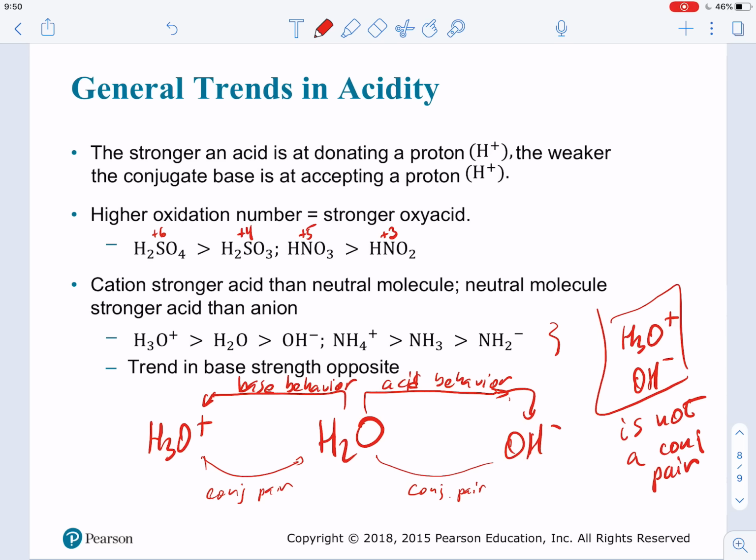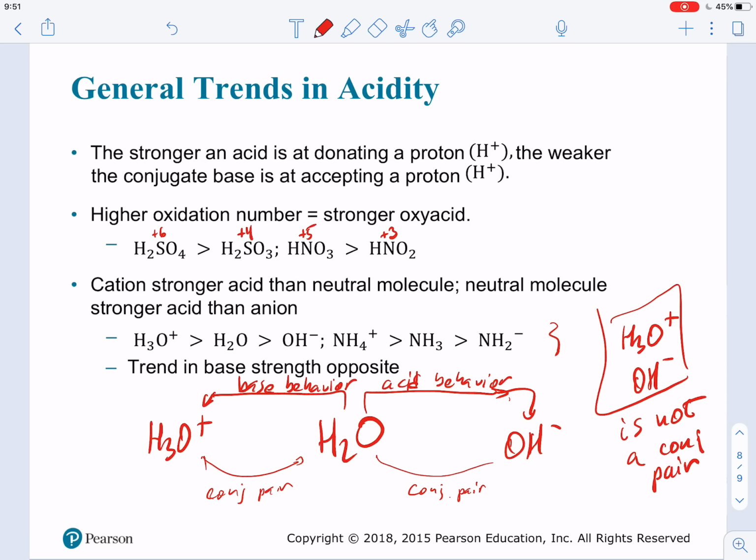Why not? Well, H3O plus has 3 hydrogens, OH minus has 1 hydrogen, the difference is 2 hydrogens. Even if they are related to another substance and they are part of a conjugate pair for that other substance, between them those two species are not a conjugate pair because you cannot obtain one from the other in a single proton transfer. So, for a conjugate pair to be a conjugate pair, the difference is only 1 proton, because you can obtain one from the other with a single proton transfer. That's the main thing here.